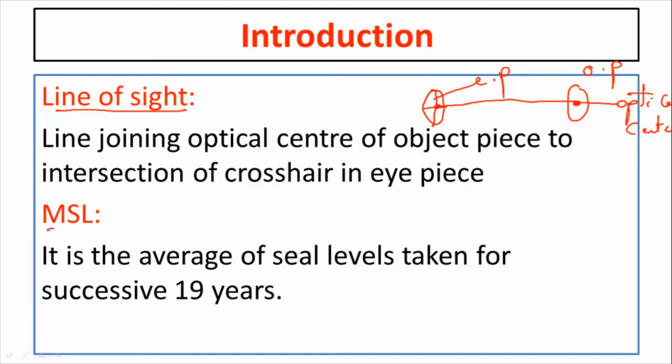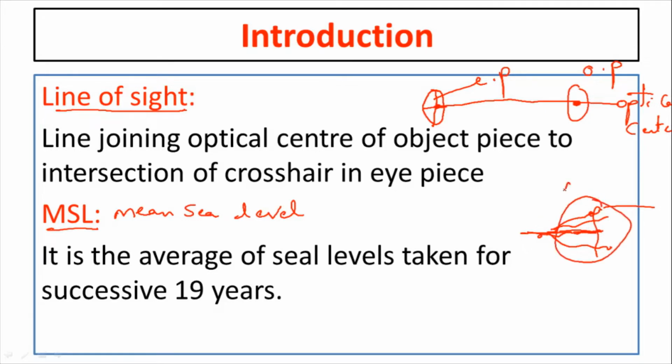Then the next one is the mean sea level, MSL. MSL means mean sea level. Suppose you go to any port and check the sea levels there. They will not be constant, they keep fluctuating. Today the sea level may be like this, tomorrow like this, and the day after tomorrow like this. As the sea levels are different on different days, we have to find the mean sea level.